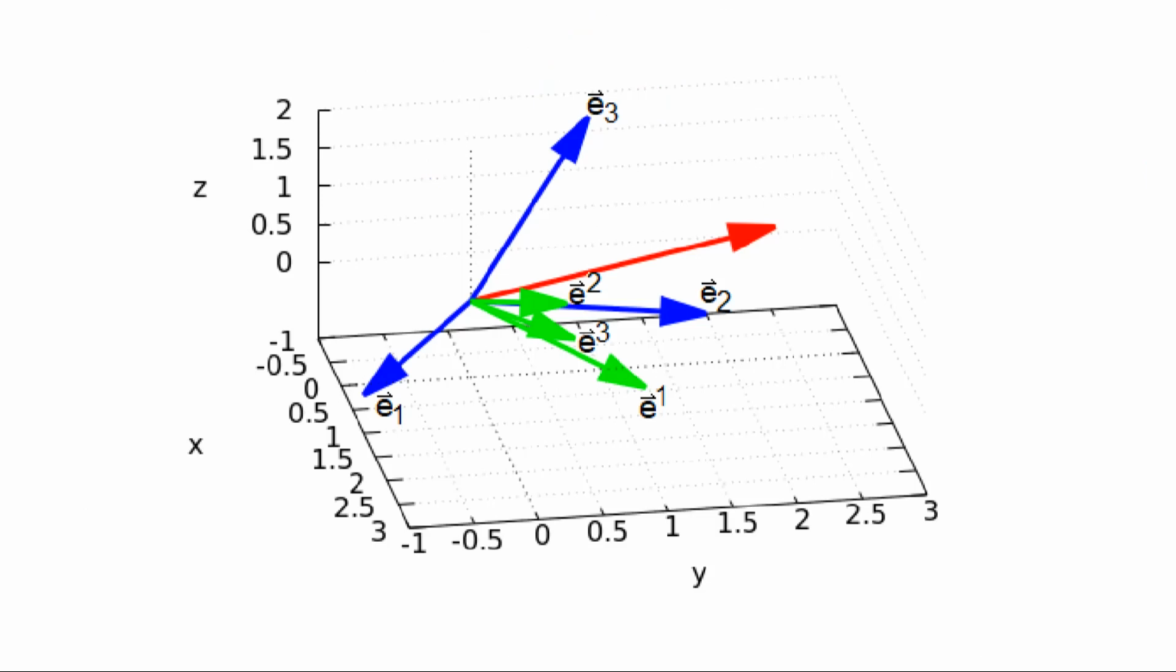Now the E1 contravariant basis vector is orthogonal to the plane that is defined by the covariant basis vectors E2, E3. And of course the same is valid for the other basis vectors. For example, E2 contravariant is orthogonal to the plane that is defined by the E1 and E3 covariant basis vectors.